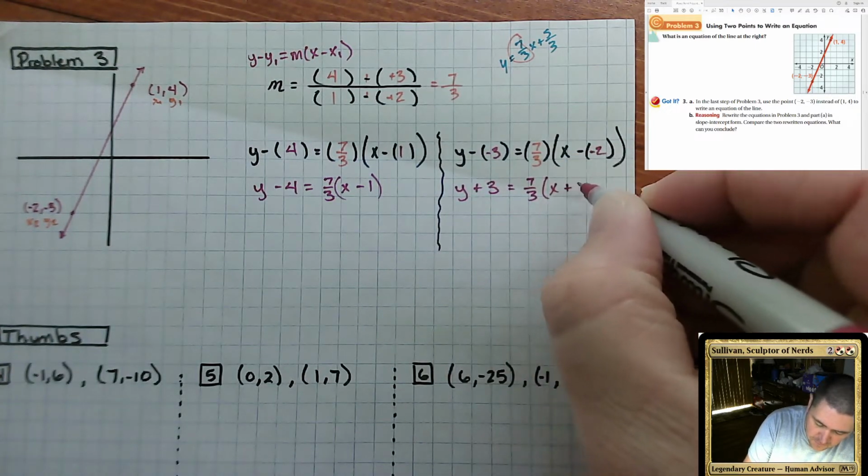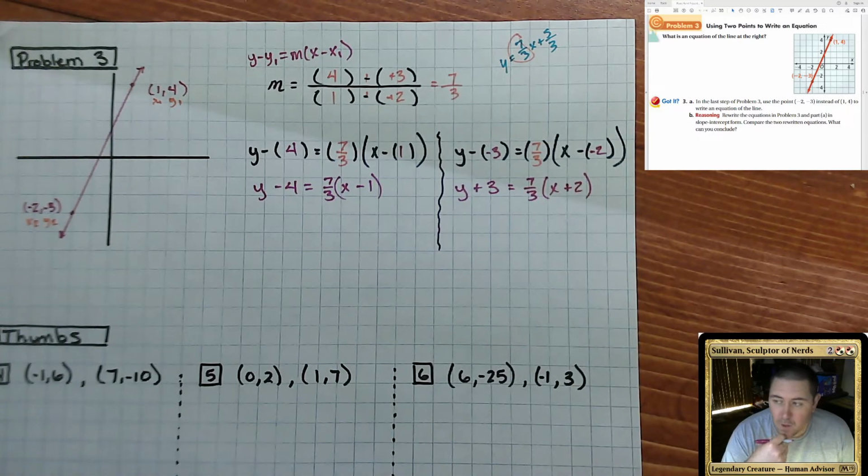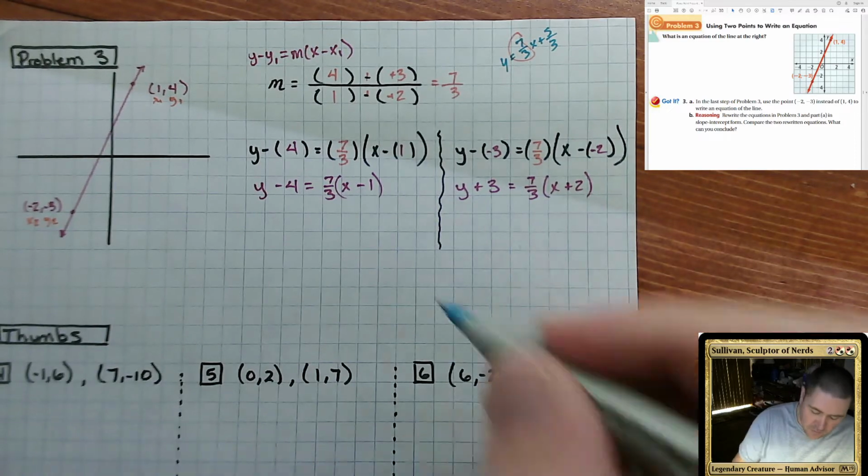Add the opposite. You can say, well, crap, I got a different answer. Look at part B. Rewrite both of them in slope-intercept form. And I think you know what the punchline is already, what's going to happen here.